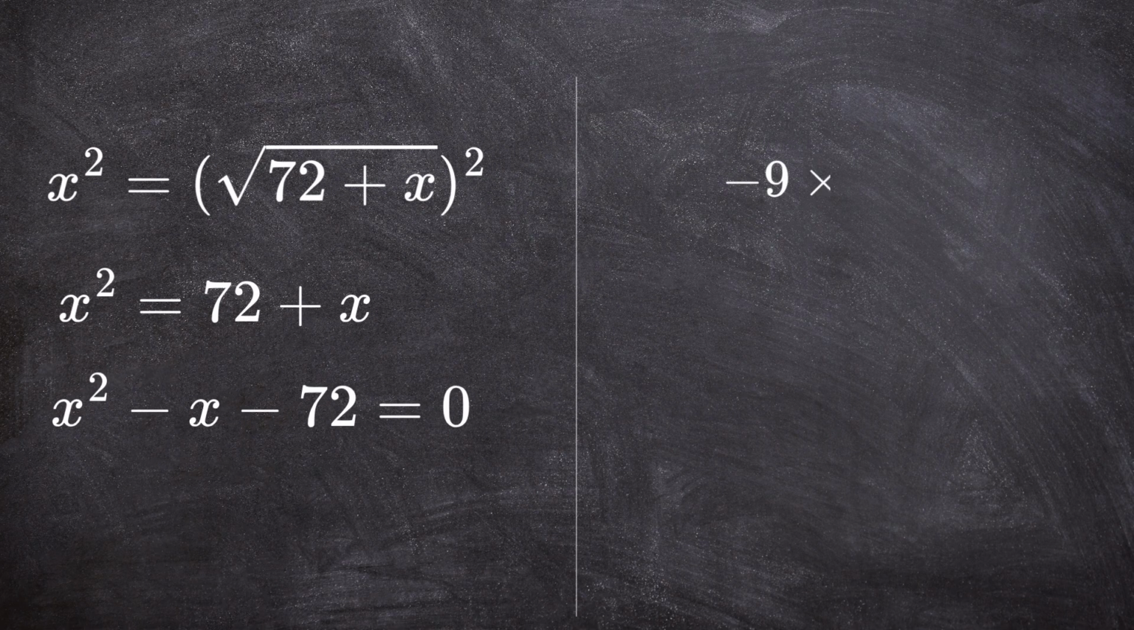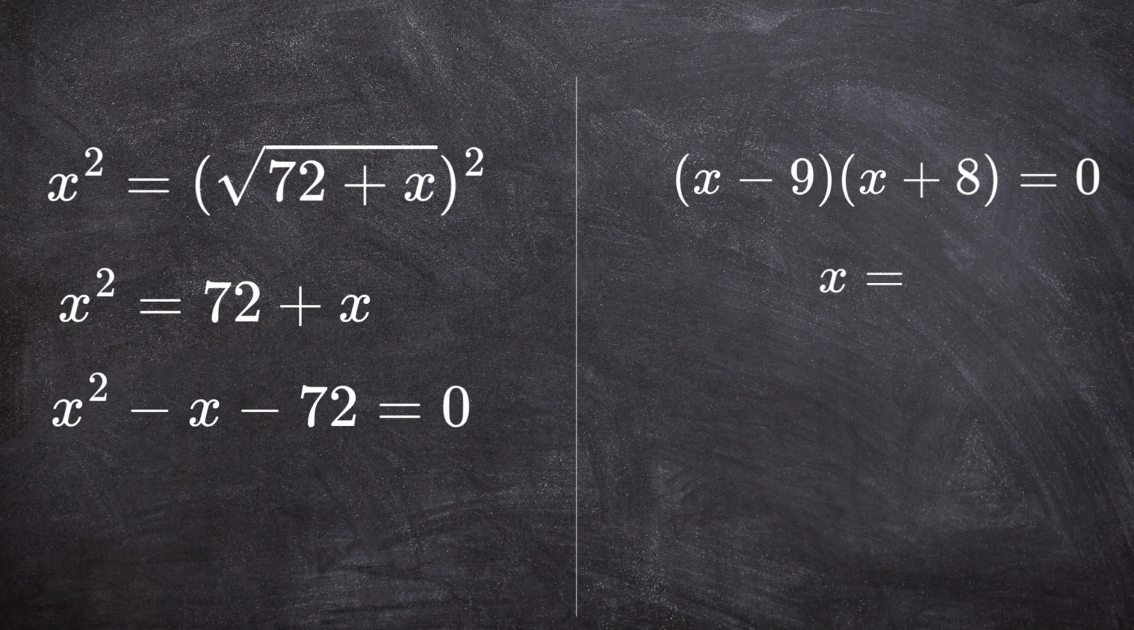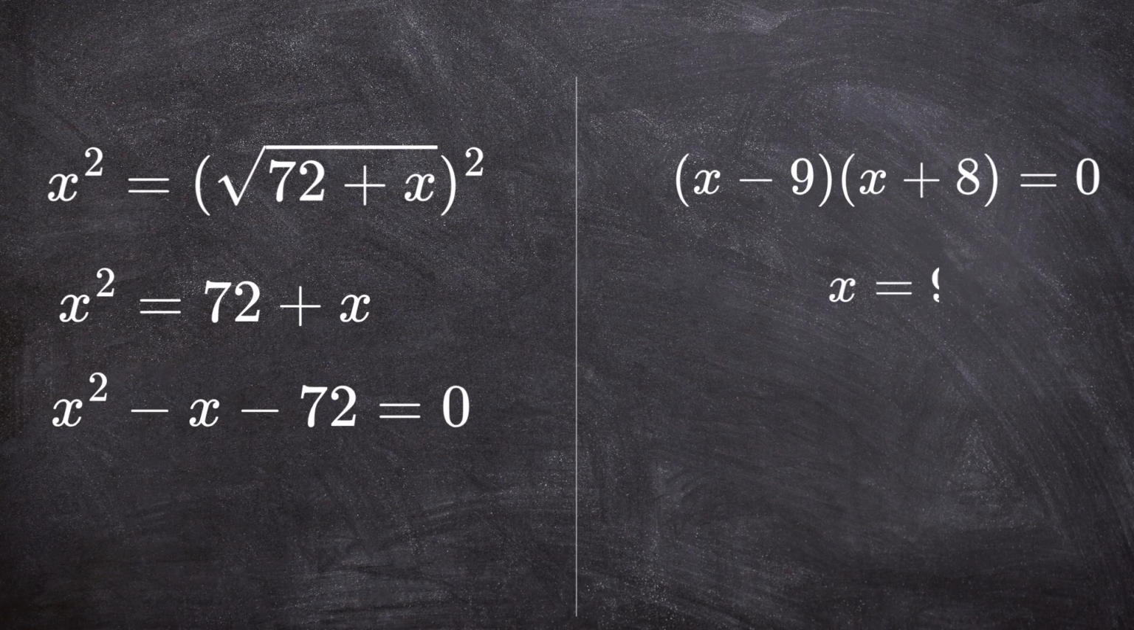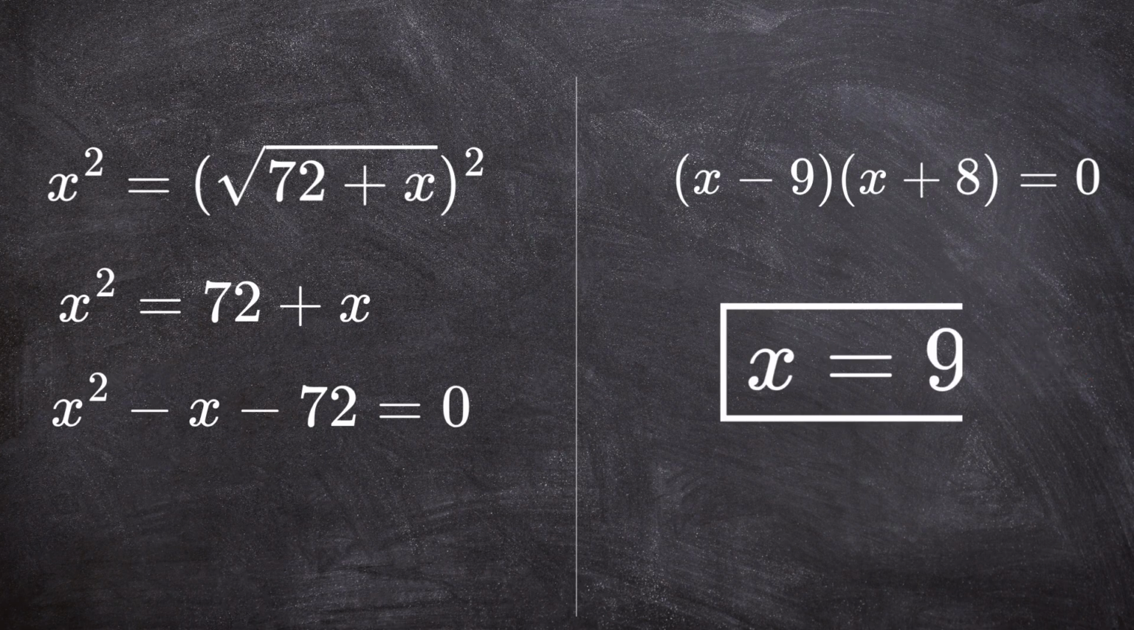Now we need two numbers that multiply to negative 72 and add to negative 1. Those numbers are negative 9 and positive 8. So we can factor the equation as (x minus 9) multiplied by (x plus 8) equals 0. That gives us two possible answers, x equals 9 or x equals negative 8. But remember, x represents the entire square root expression. So x must be positive. That means we reject negative 8. And our answer is x equals 9.